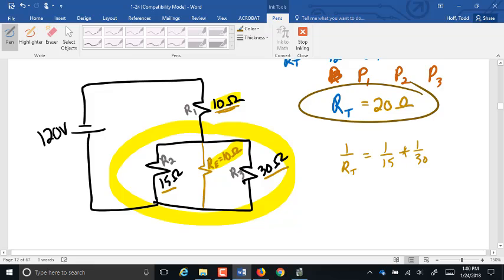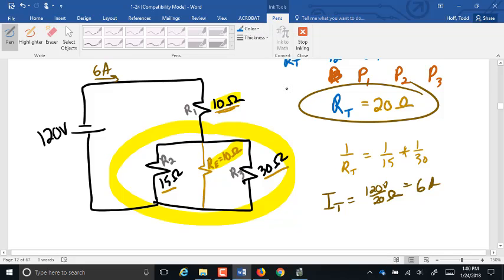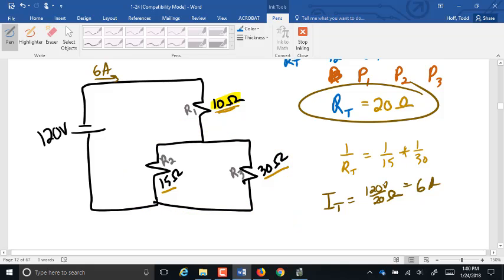So total resistance of 20 ohms, which means total current is how much? Voltage divided by resistance, right? 6 amps. So we know we've got 6 amps here. Now I'm going to pause. Any questions so far? Is there any place in this circuit, now I'm going to take out this equivalent resistance right here, that has to get the full 6 amps? You bet, right there. There's 6 amps there.